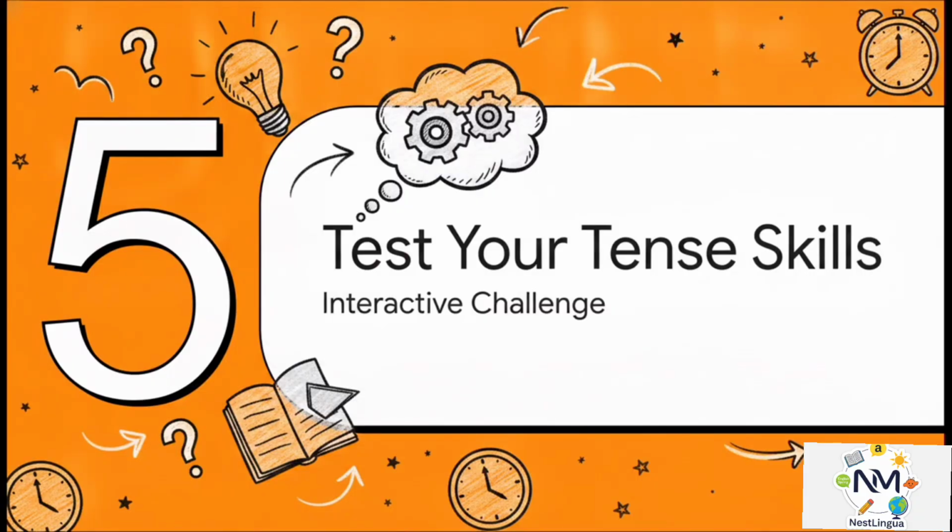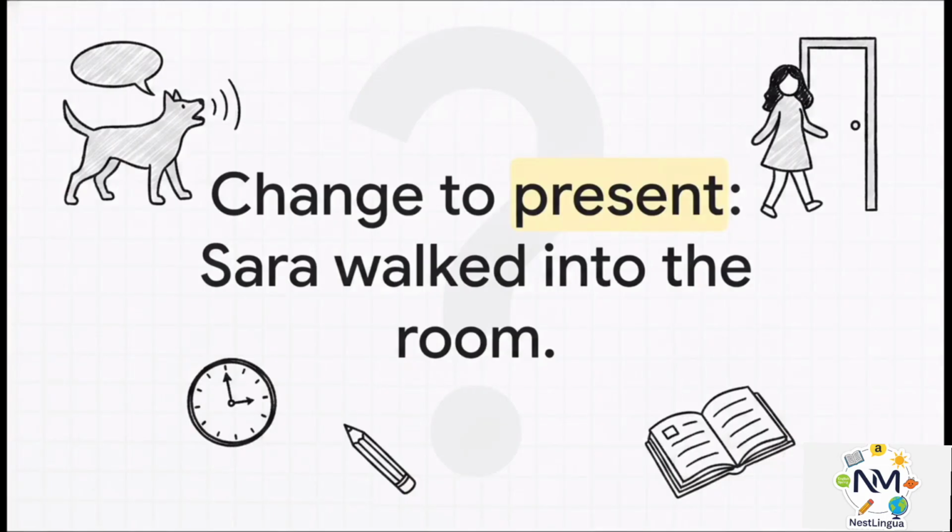Section 5. Test your tense skills. It's time for a little interactive challenge to practice what you've learned so far. So get ready to think. Here's your task. Change these sentences into the present tense. First, the dog barked loudly. Next, Sarah walked into the room. I'll give you a second to mentally convert these before we reveal the answers. Got it? The correct forms are, the dog barks loudly, and Sarah walks into the room.